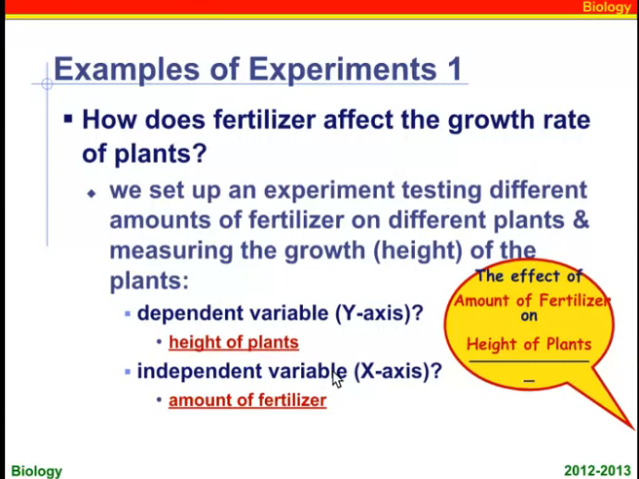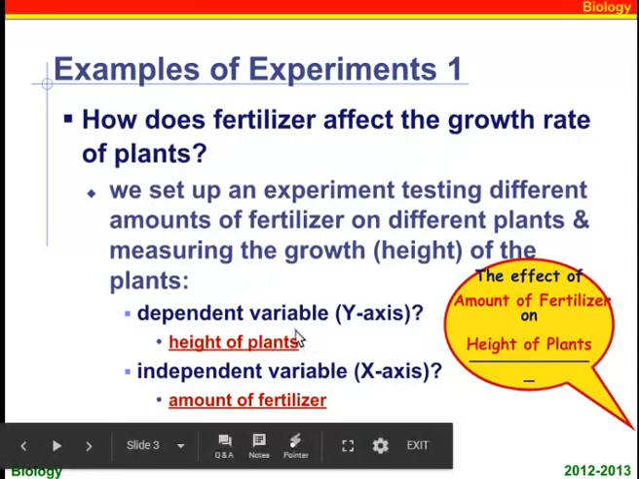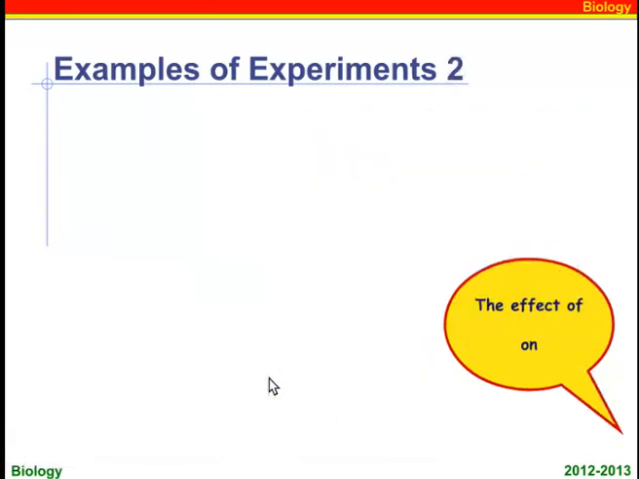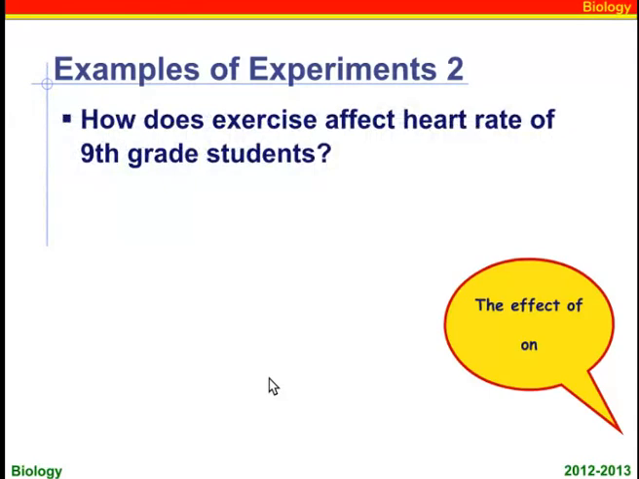So that's an example of how we can identify the dependent and the independent variable in an experiment. Remember, the dependent variable is the one that we're measuring. The independent variable is the one that we are manipulating, or the one that we're changing. Okay? Let's take a look at another example.